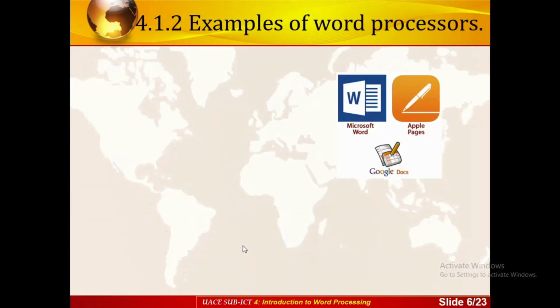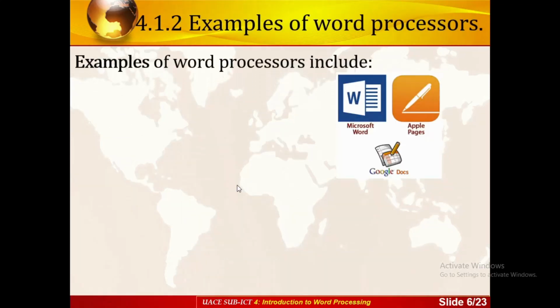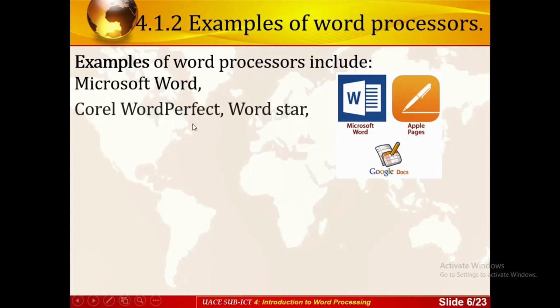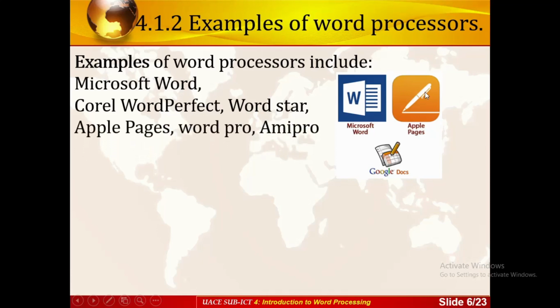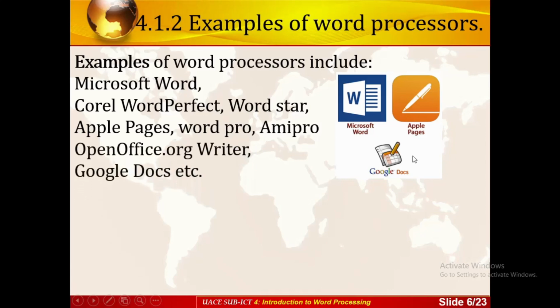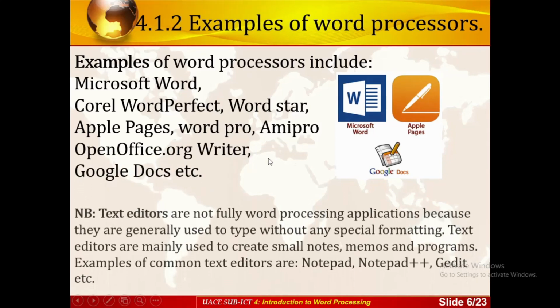So these are the examples of word processors. We have Microsoft Office Word, which is this one. We have Corel WordPerfect, WordStar. We have Apple Pages, which are these. Word Pro, we have Ami Pro. We have OpenOffice Writer. We have Google Documents, like this one, and so many others.